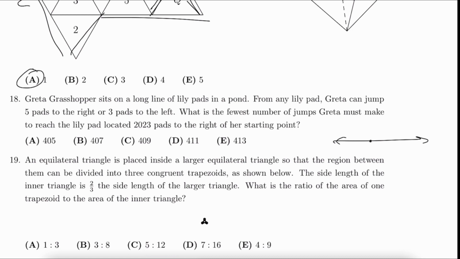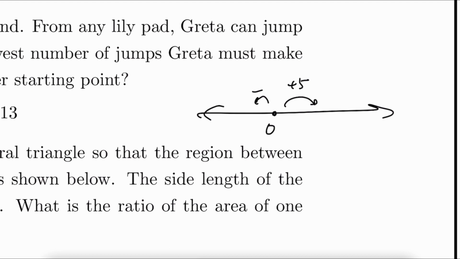Let's just draw a number line. Why would we care about lily pads? So it starts at the origin, basically, and we want to jump 5 every time or minus 3 every time. So this basically goes to, I jump to the right 5 lily pads A times, jump to the left 3 lily pads B times, and this difference we want it to be 2023 and want to find the minimum of A plus B.